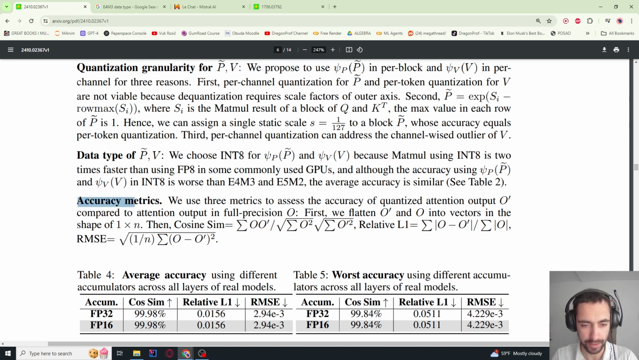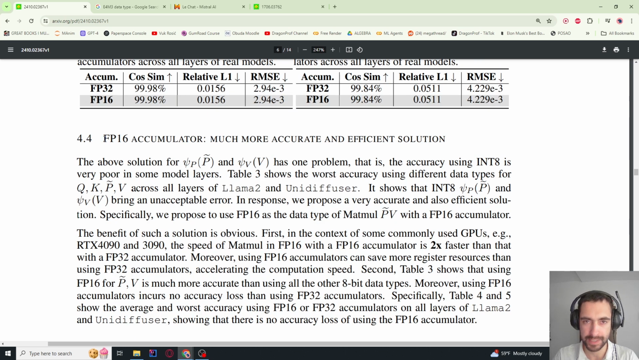And these are accuracy metrics that I just explained. So they use cosine similarity, relative L1, and RMSE. Below that there is a subtitle, FP16 accumulator, much more accurate and efficient solution. They say that using int8 is very poor in some model layers. So they propose to use FP16 as the data type of matmul PV with an FP16 accumulator.